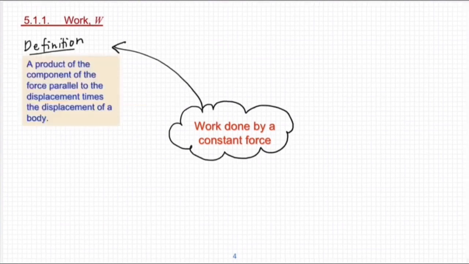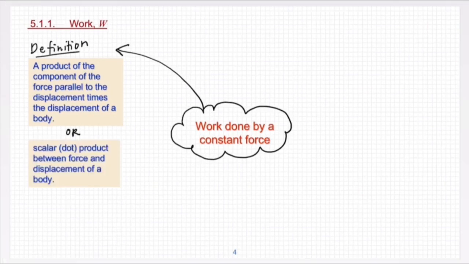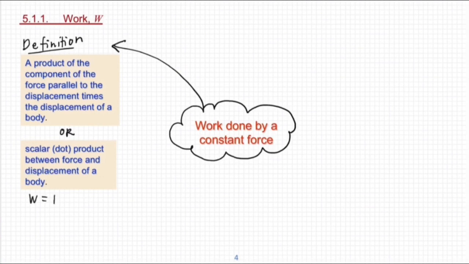So the definition is work done by a constant force is a product of the component of the force parallel to the displacement times the displacement of a body, or we can also define it as the scalar or dot product between force and displacement of a body. We have learned about scalar product in chapter 1, in which we can write work is equal to F dot S, and if we expand this, we can get work in the form of Fs cos theta, where F is the magnitude of force, S is the displacement of the body, and theta is the angle between F and S.